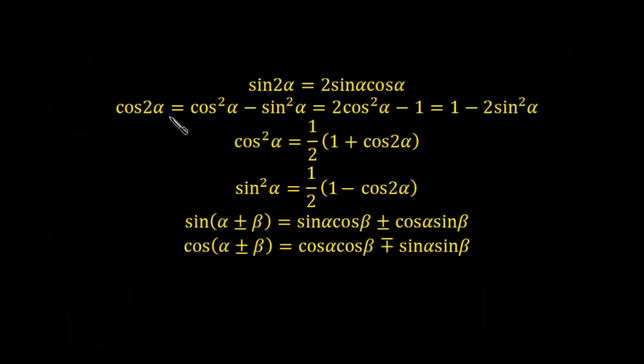Our cos 2 alpha equals cos squared alpha minus sine squared alpha, and that is equal to 2 cos squared alpha minus 1, which equals 1 minus 2 sine squared alpha. And these are our last two here, where cos squared alpha equals a half of 1 plus cos 2 alpha, and sine squared alpha is a half of 1 minus cos 2 alpha. We've already seen these two before, the compound angle formulas, so I've just put these down as a reminder.